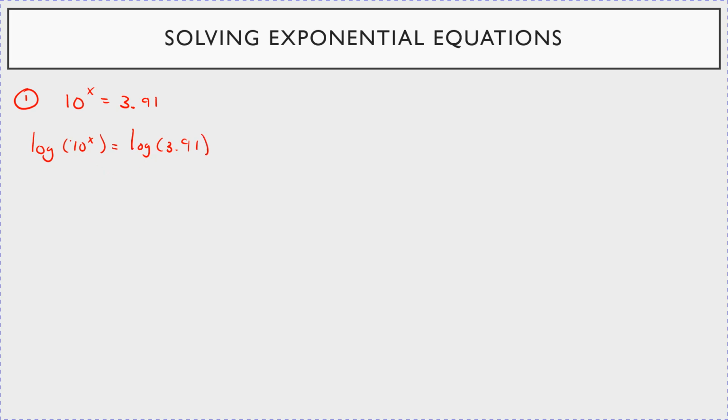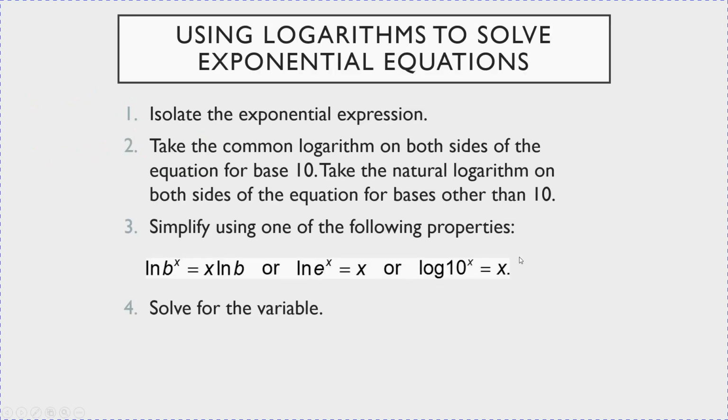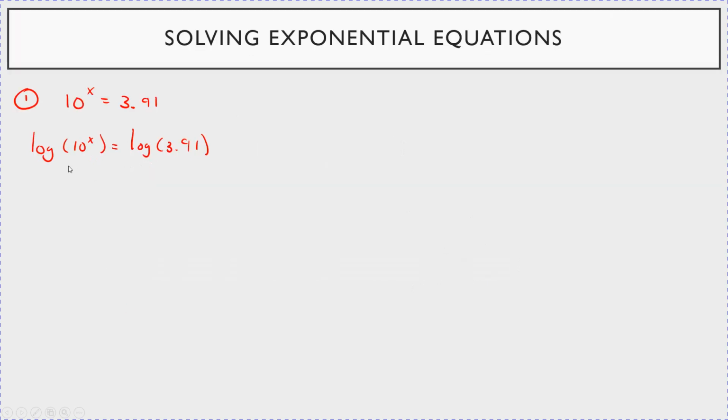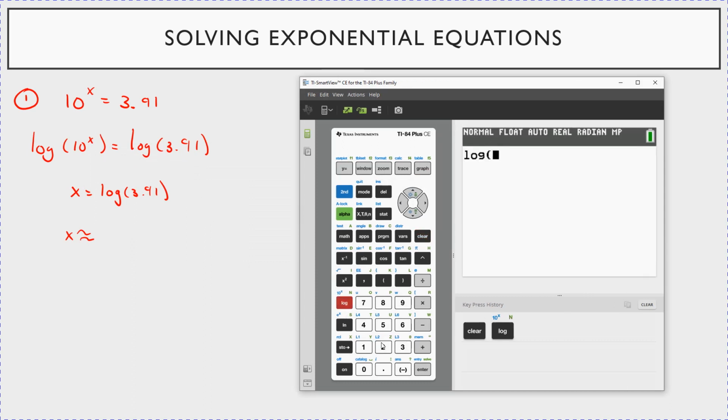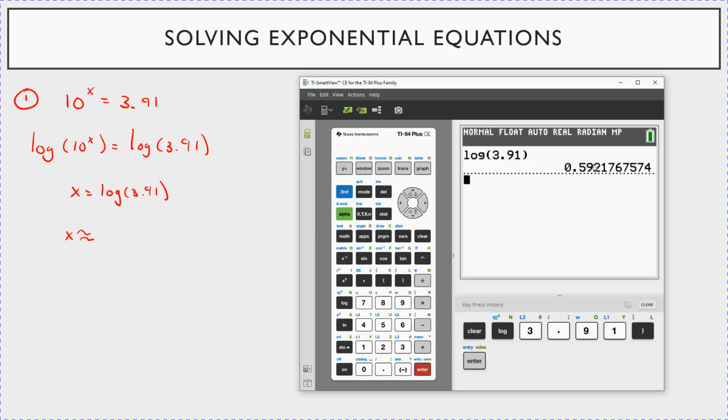Well, using our rules of logs, log of 10 to the x, that's just equal to x. So you're just left with x here. So all I'm saying here is x is equal to log of 3.91. And you can leave it like that. That's the exact solution. Or you can grab your calculator and say, well, what is log of 3.91? And it's 0.59. I'll go out 3 decimal places, so 0.592.